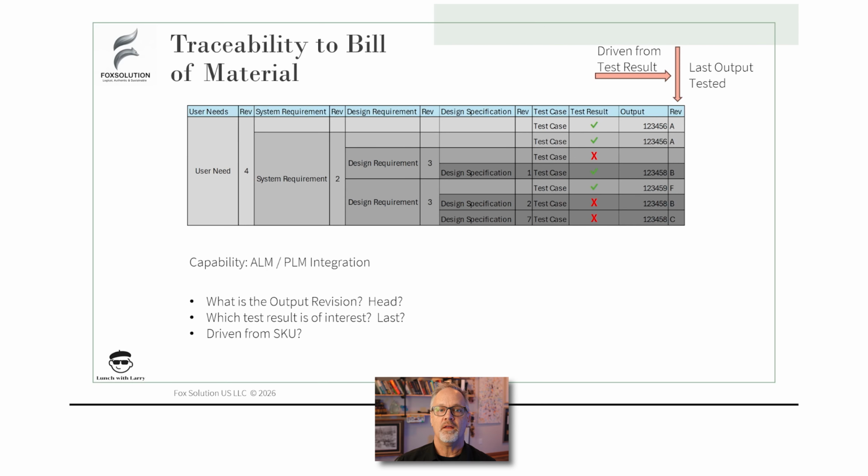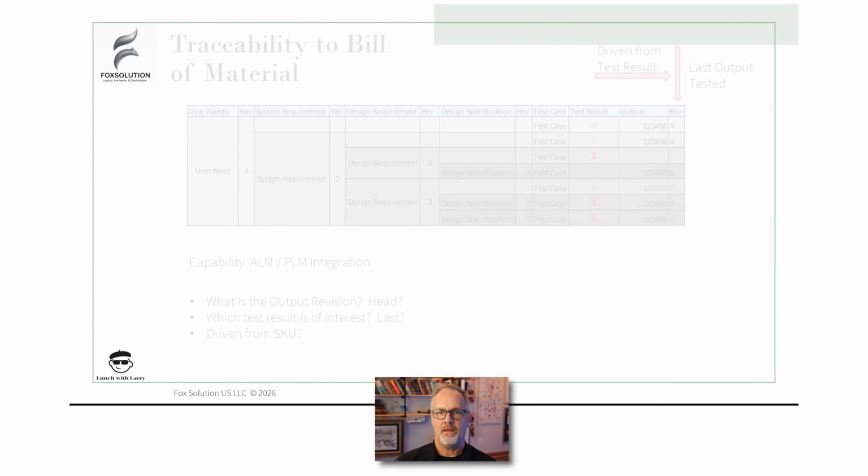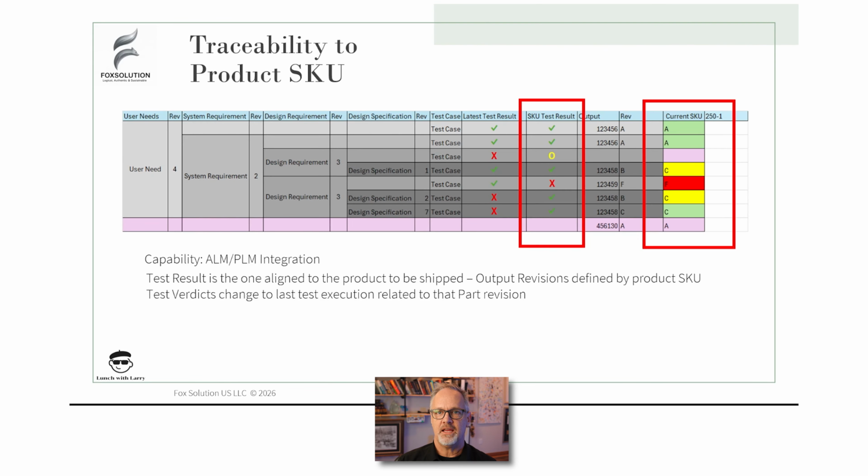I think what we want is to understand and drive this from the SKU that we're going to ship. And when we do that, now what we're saying is, what is the SKU? Give me the part number of the high level assembly and the revision so that I can pull into the system all the parts that are associated with that SKU and then back into it. And so what this allows us to do is drive the results from right to left.